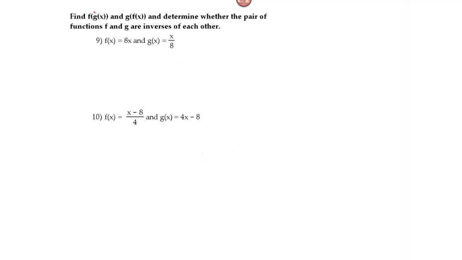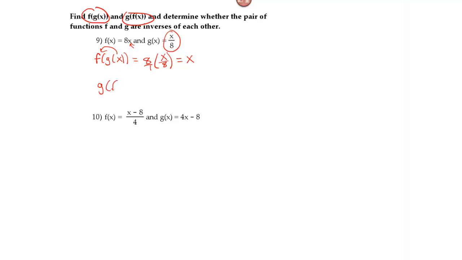These instructions actually help you out as to what to do. You're trying to find f of g of x and g of f of x. So let's start there. F of g of x means take g and plug it into f. So I'm going to take x over 8 and put it right here where this x is. So that's 8 times x over 8. Well, this is like 8 over 1 times x over 8, so the 8's cancel and leave me with x.